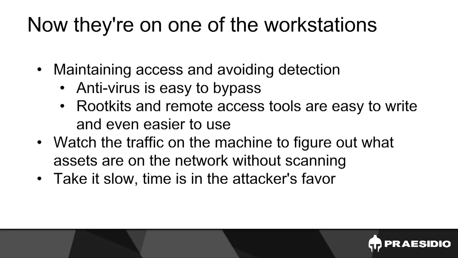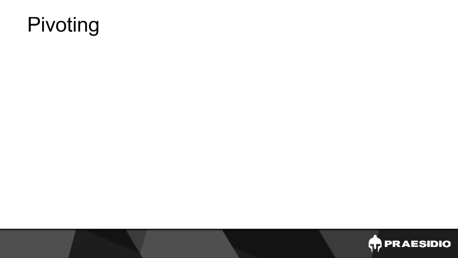And they take it slow. They don't need to rush through this. The mean time to compromise on an attack is months. To discovery of an attack is months. So they take it slow. They don't push out a lot of data right away. Now they're going to pivot. They're going to go onto other parts of your network.